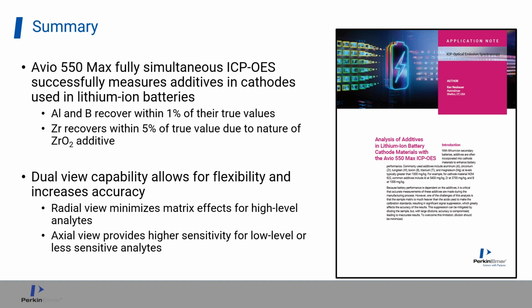We've seen that the dual view capability of ICP-OES allows for flexibility and increased accuracy. Radial view can minimize matrix effects for higher level analytes, while axial view provides higher sensitivity for low level or less sensitive analytes. More details about this analysis can be found in our application note, which is shown on the right.